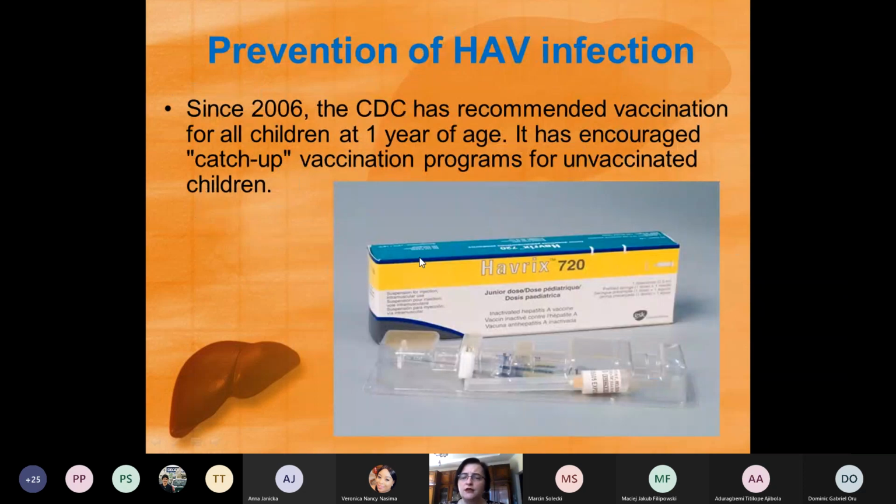Prevention of hepatitis A infection, as I told you, we would speak about this, but now we are speaking. A vaccine is present, like Havrix, exactly for children. Since 2006, the CDC has recommended vaccination for all children at 1 year of age. Now, as a rule, it's recommended for developed countries. It has encouraged catch-up vaccination programs for unvaccinated children exactly against hepatitis A, or maybe in some epidemiological directions, if you were in contact or something like that, or are going to visit the endemic regions.